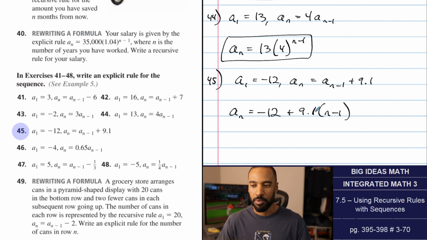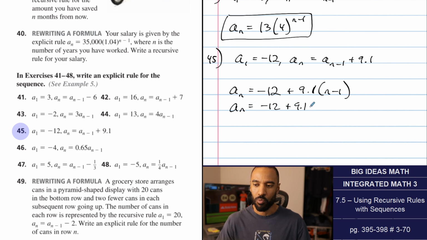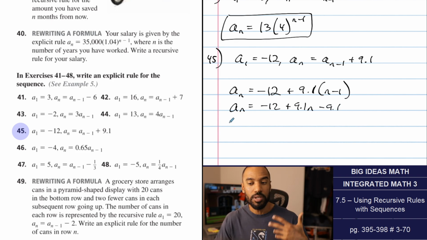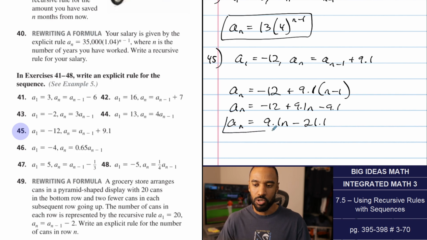In a future problem, if the math isn't too hard for us, I'd like to just subtract 9.1 from here and say what it is. Negative 21.1. But let's go ahead and play the distribution game for this one. Negative 12 plus 9.1 n minus 9.1. Now you have to do negative 12 minus 9.1. So you can see why I'm saying what I could have done to alleviate any extra writing. At some point, I'd like to do that.